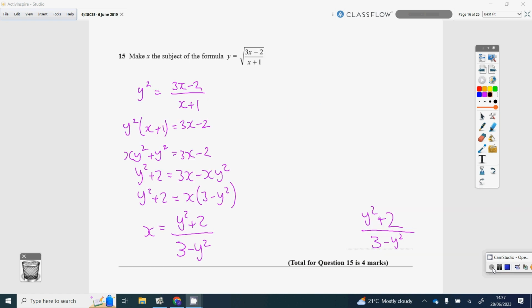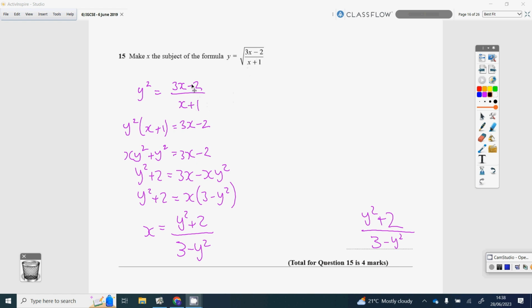Question 15, we're being asked to make x the subject. So we've got to move away from y equaling something to x equaling something. The first thing I'm going to undo is the square root, so I'm going to square both sides. So y squared equals 3x minus 2 all over x plus 1. You have to do that first because everything's tied up and being square rooted.